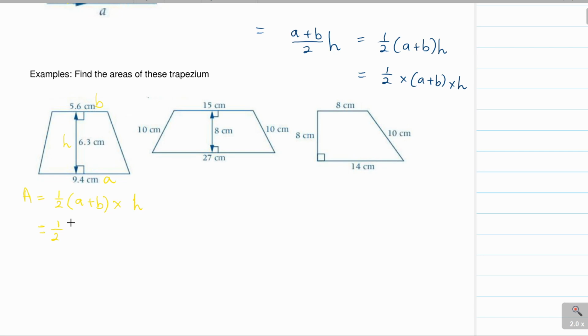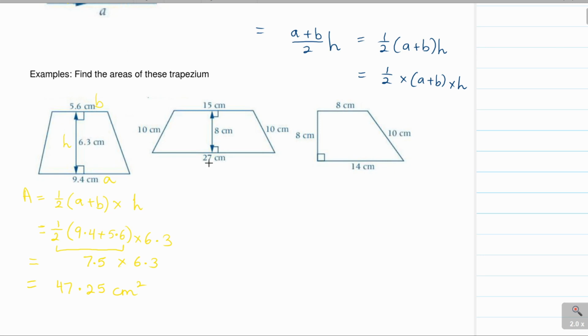So again, write your formula and then substitute in your values. So this is a half of 9.4 plus 5.6, and then we multiply by 6.3. So that is 7.5. This part here is the 7.5, and you're going to multiply that by 6.3, which gives 47.25, and the area is in centimeters squared.